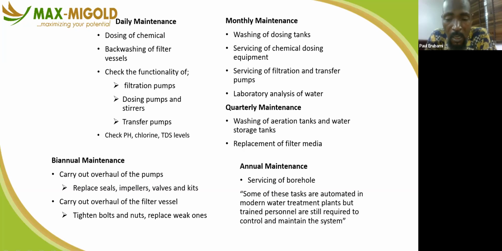So what you can do is inject chemical, leave the chemical for 24 hours. After 24 hours, you pump out everything. Then that will increase the yield of the borehole. Or you can do what we call compressing. You can get a compressor, compress the borehole, and that will give you a better yield as well. Some of these servicing of boreholes and tanks are automated in modern water treatment plants, but trained personnel are still required to control and maintain a water treatment system.